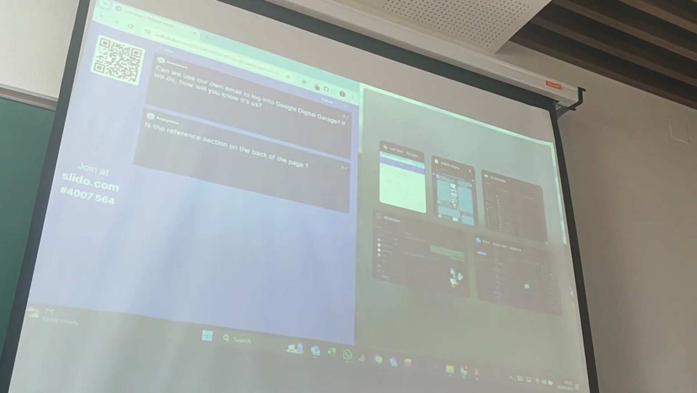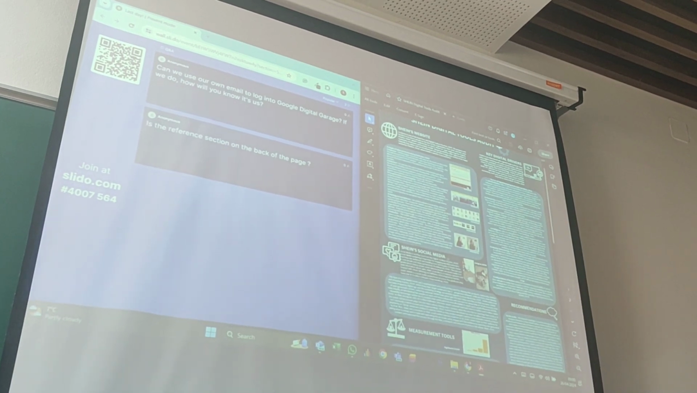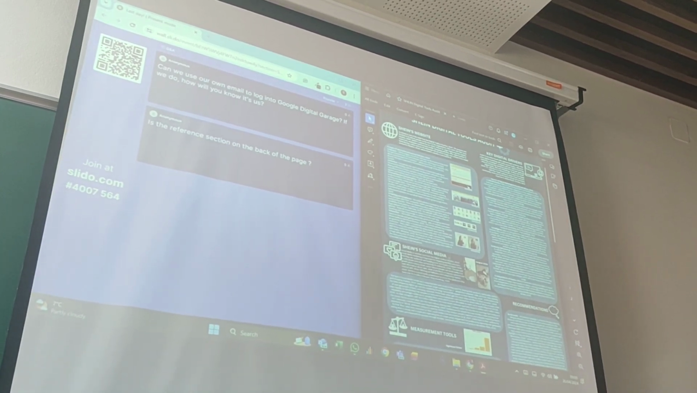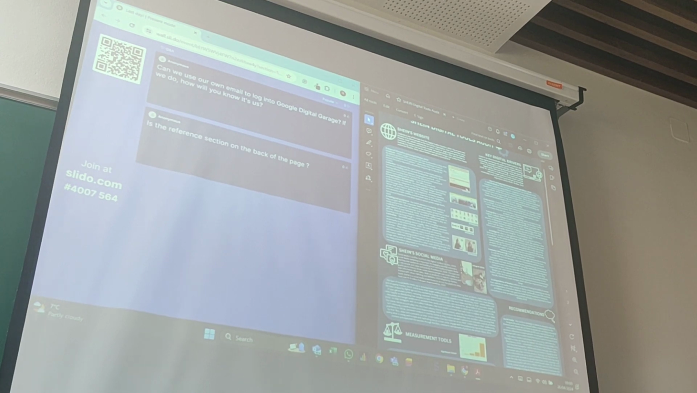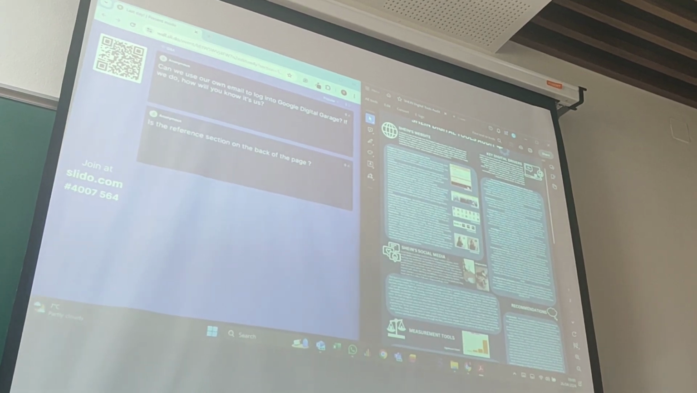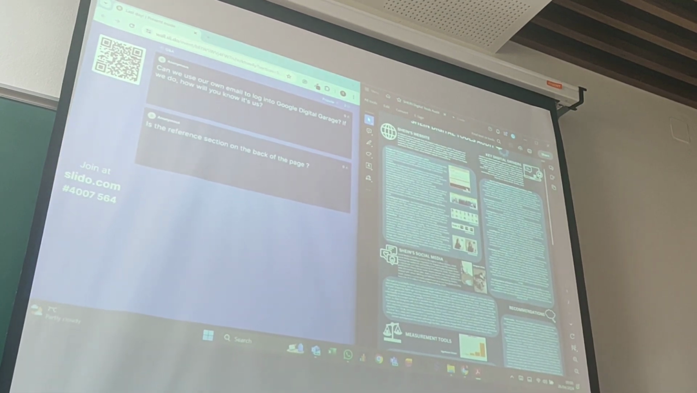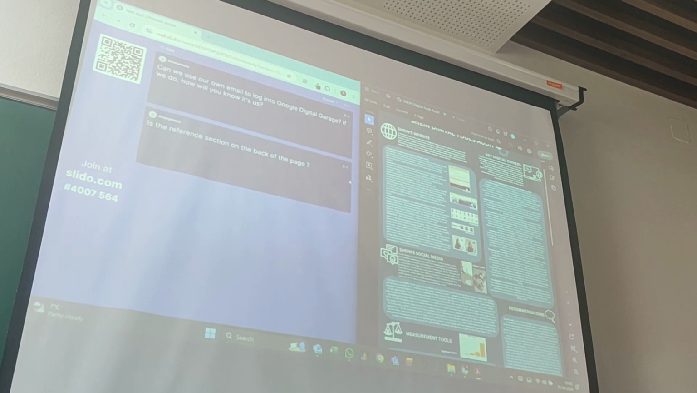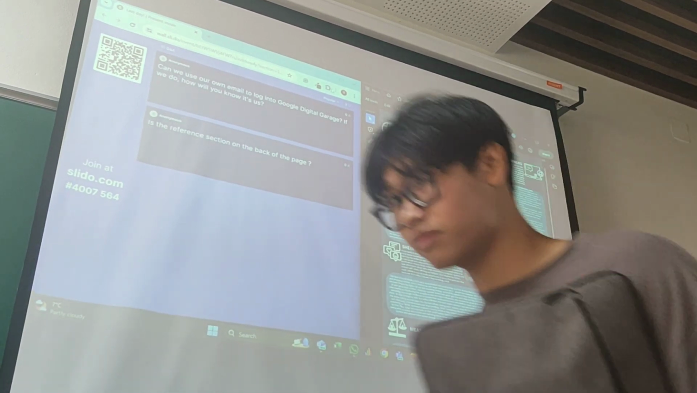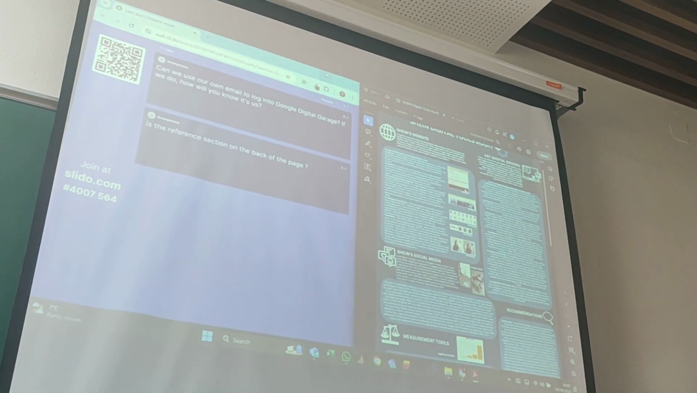Yes. So reference section, second page. You're not printing these out. You're submitting a PDF of these infographics. So first page will be the infographics, second page the reference. I'll talk about the Google Digital Garage in a little bit.